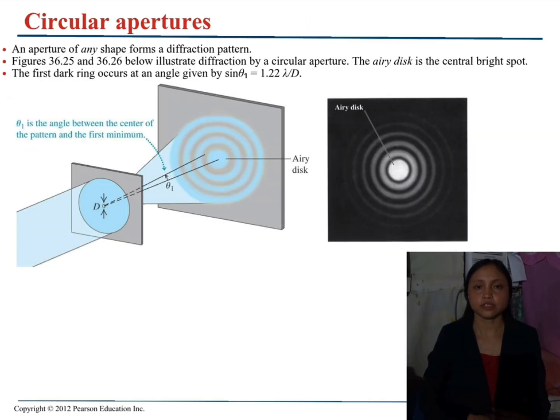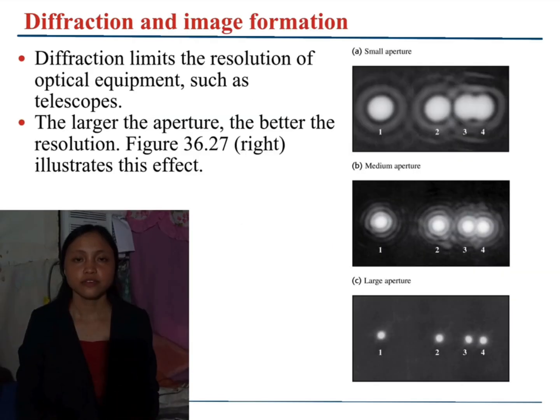Not all openings are slits. Many optical systems use circular apertures. A circular opening produces a diffraction pattern called an Airy pattern. The bright central region is called the Airy disk. The first dark ring occurs at sin theta equals 1.22 lambda over d, where d is the aperture diameter. This relationship is important for understanding how diffraction affects every optical instrument.